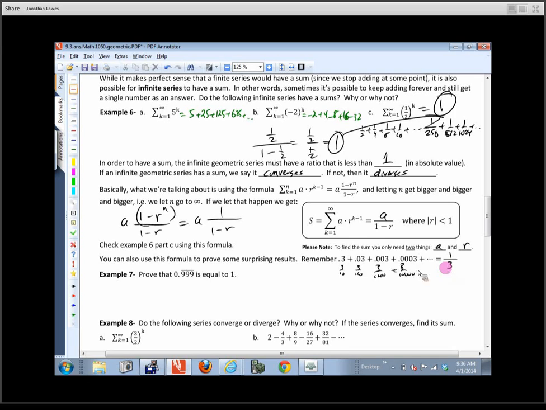What's the first term? 0.3. What's the common ratio? 1/10. And I'll do it as a decimal. So the sum of this should be, the first term is 0.3, over 1 minus the common ratio of 0.1. So this is 0.3 over 0.9. What's 0.3 over 0.9? 1/3. Exactly 1/3. Any questions? Little mind-blowing. Let's take a look at another one.